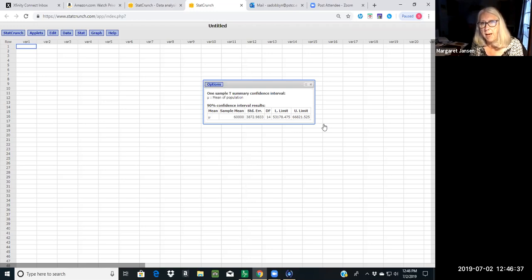Okay, so let me go back to the presenter window, and let's talk about the other type of confidence interval that we want to compute in this chapter, and that is a proportions interval.